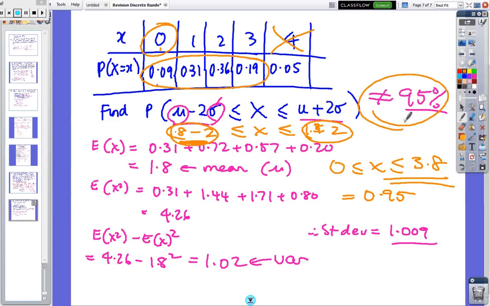But it's nothing to do with the normal distribution. That's the way it came out. So it is 0.95, but it's not because it's a normal distribution. Okay, and that's the last slide. So I hope you got something out of that. And the next one will be continuous random variables.